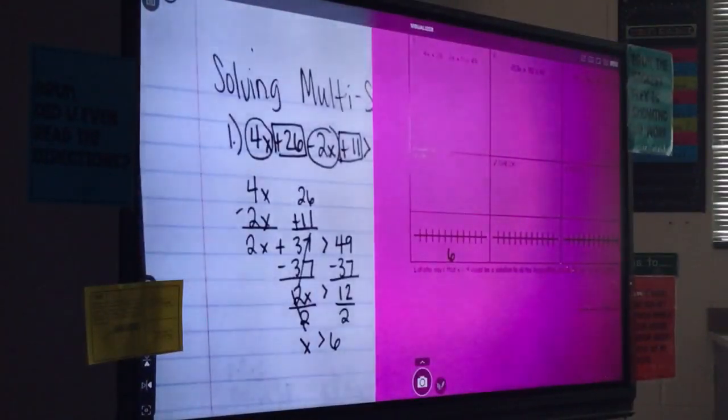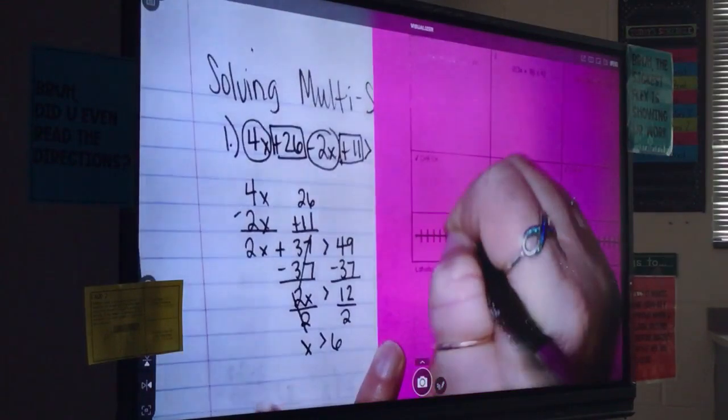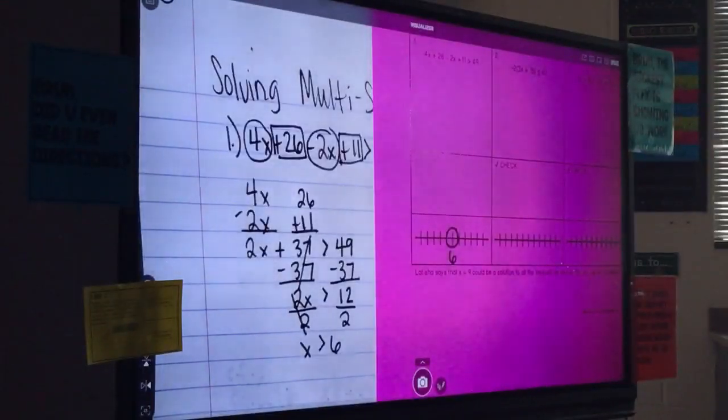Open. Open circle. And raise your hand and explain to me why it is open. Why is it open? Ariana? Because there's no equal sign. There's no equal sign. Yes, that's true, but what's the mathematical reason why we're not including 6? Because that's what that open circle means. That's okay. Sebastian? Because if x could be 6, then the sign would be greater than or equal to instead of greater than.